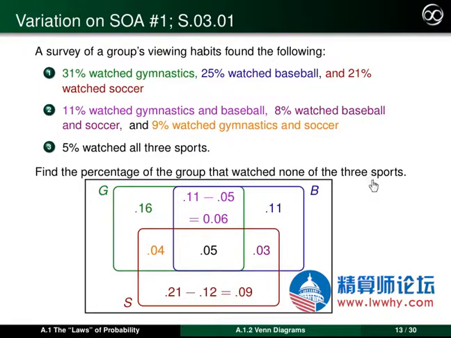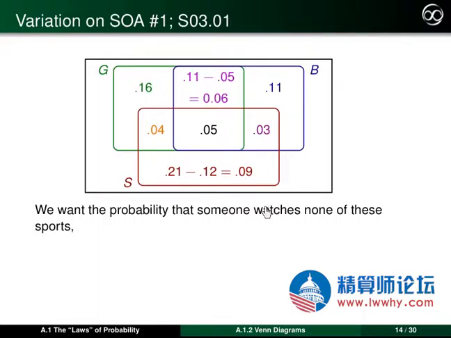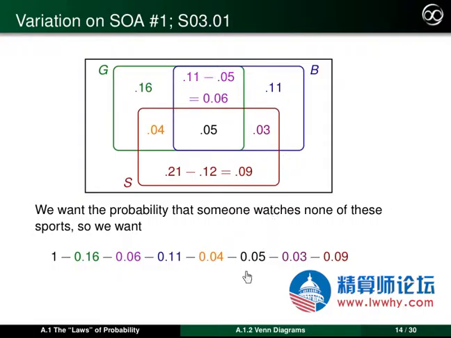I want people who watch none of the three sports. Since you watch none of the sports means you're outside of everything that I've labeled. Everything in the state space has to add up to 1. I just have a complement here, so I just do 1 minus everything else. So 1 minus the 0.16, minus the 0.06, minus the 0.11, and so on, going through all the pieces. So I get 1 minus 0.54, or a final answer of 0.46.